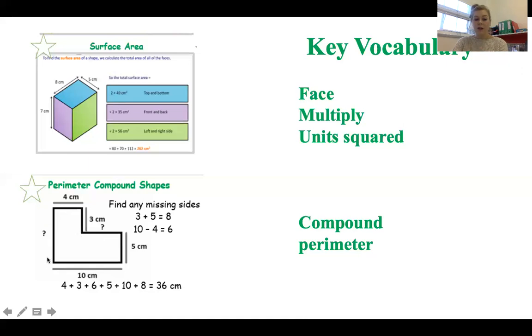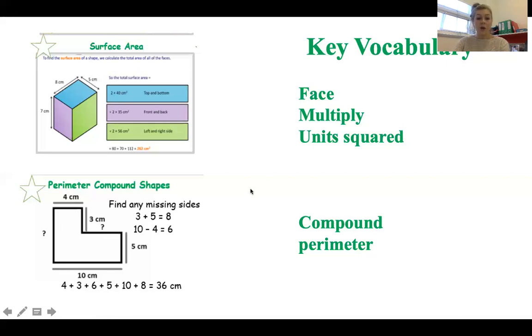And then this whole length here, I would find by looking at this length, which is 3, and then adding on this length, which is 5. That will give me 8. Once I have all of those missing values, I can add all of them together, and my units for this is in centimetres for this question. So you can see there the length is in centimetres.